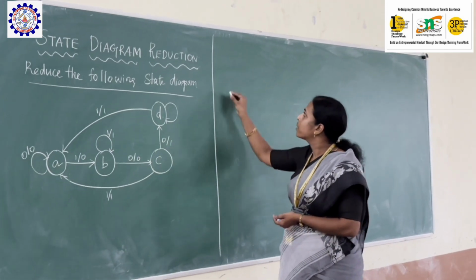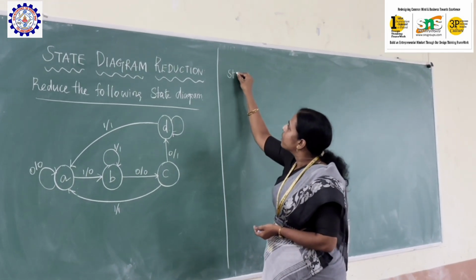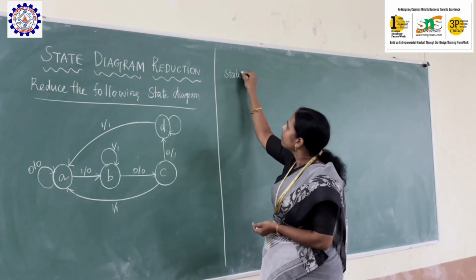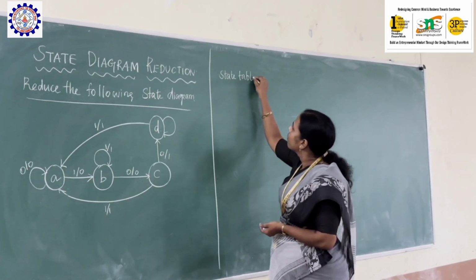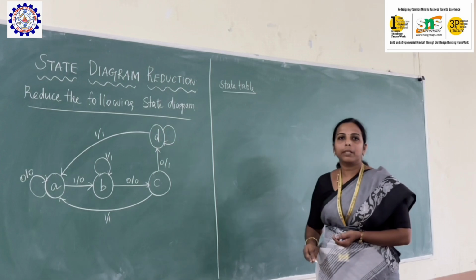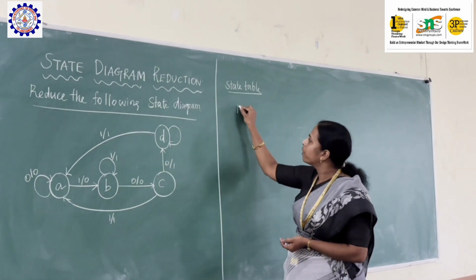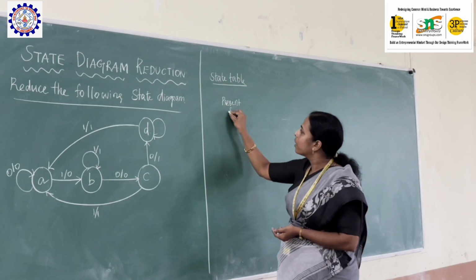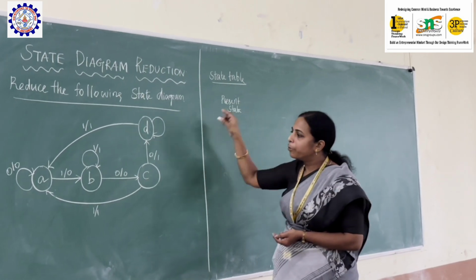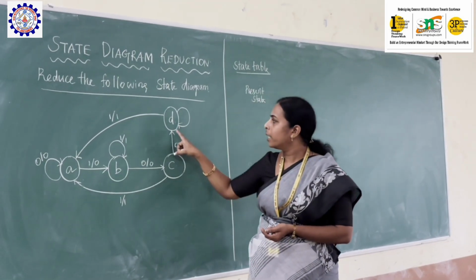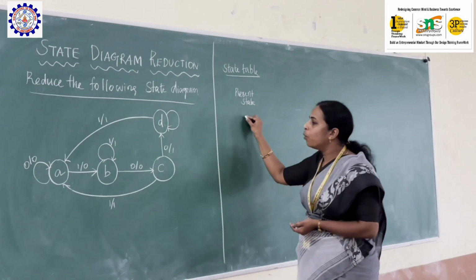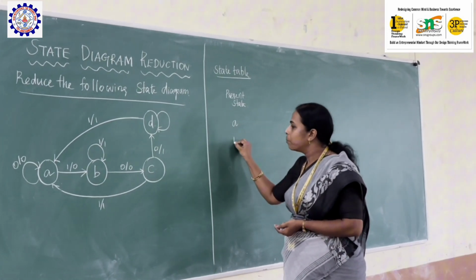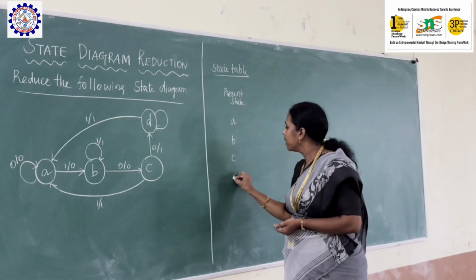So first let us write the state table for this. While writing the state table, first we have to write the present states. So how many present states are there? If you see A, B, C and D, all together 4 present states are there. I am mentioning it here: A, B, C and D.